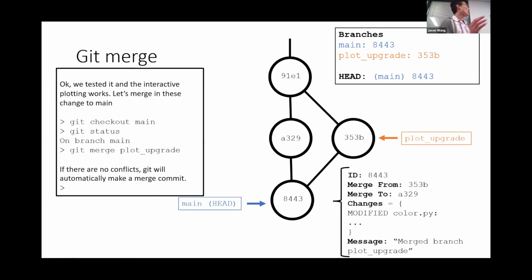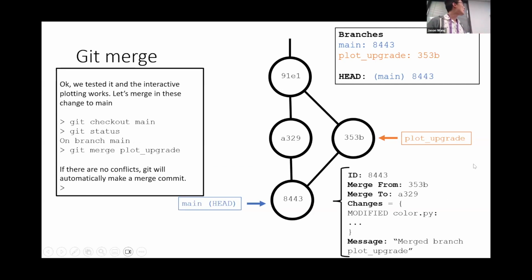So let's say we want to actually finally merge those changes. We tested that everything in the interactive branch is actually working, so let's merge the changes that we have. If you want to merge from one branch into a desired branch, you first check out that desired branch to merge into. So you do git checkout main.